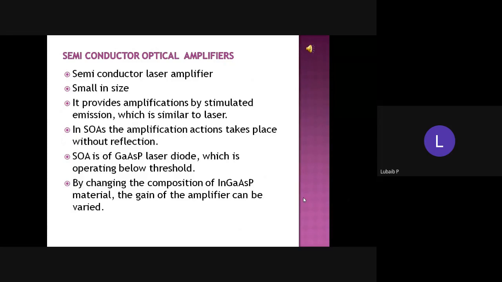I think all of you know about stimulated emission and population inversion that take place in the working principle of the laser. In semiconductor optical amplifiers, the amplification action takes place without reflection. A semiconductor optical amplifier is a gallium arsenide phosphide laser diode operating below threshold. By changing the composition of the indium gallium arsenide phosphide material, the gain of the amplifier can be varied.